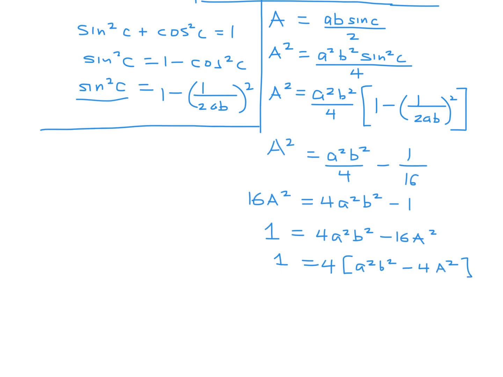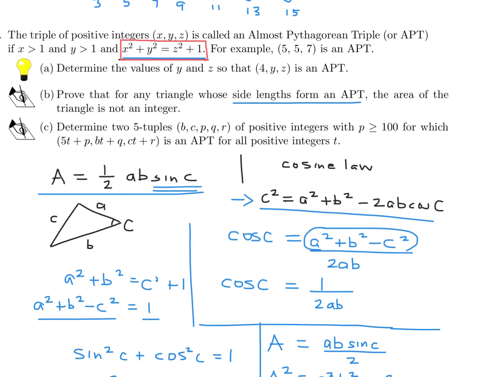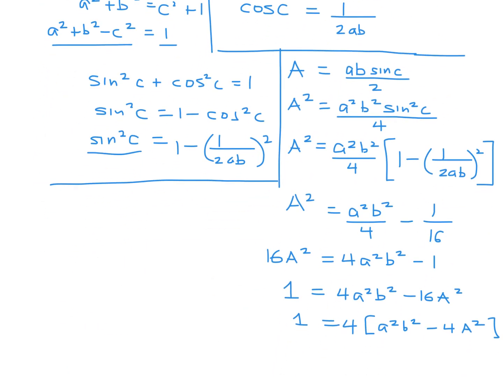Now, what were we trying to prove? We were trying to prove something, right? What were we trying to prove? The area is not an integer, the area of that triangle. Okay, so we had called our area A. So we have to show that A is not an integer.